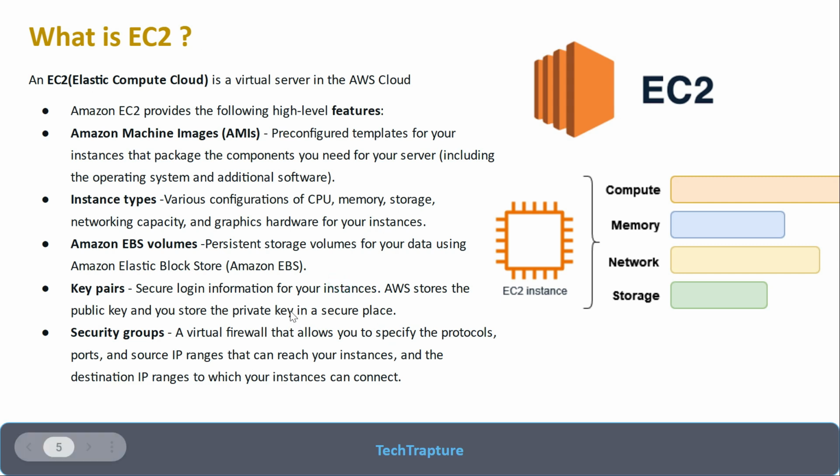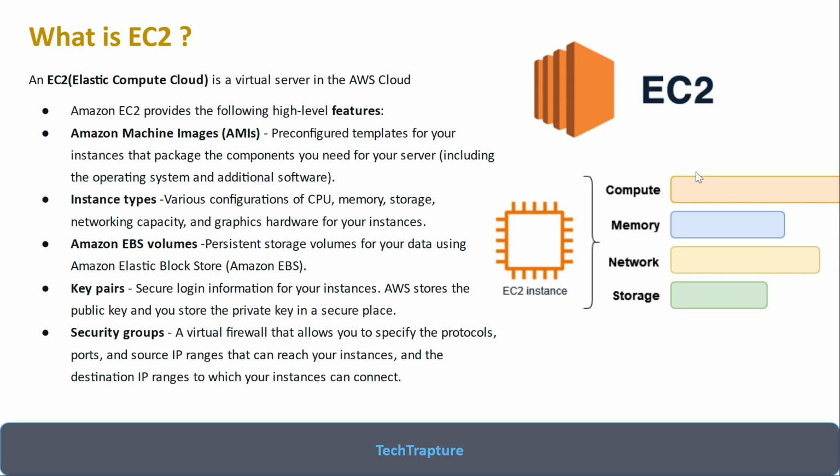So just remember one line: EC2 instance is nothing but a virtual server in AWS cloud. Whenever you want to create any virtual server, you just go to EC2 instance, select the configuration you need, select the OS, AMI, whatever you need, and create your server within a flash. So I'll go to the AWS console and try to create my first EC2 instance now.